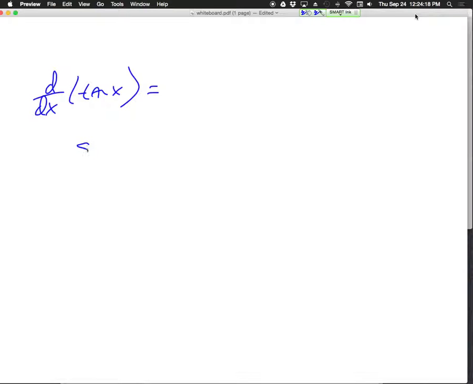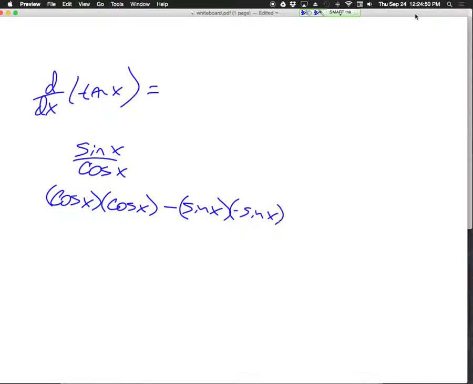Very good. So if I change tangent into sine over cosine, we now have the ability to take the derivative of that, whereas before we did not. Because what do I need to take the derivative of that? Quotient rule. Good. Very good, Teresa. So bottom times the derivative of the top. What's the derivative of sine? Cosine. Minus the top times the derivative of the bottom. What's the derivative of the bottom? Negative sine. Over the bottom squared.